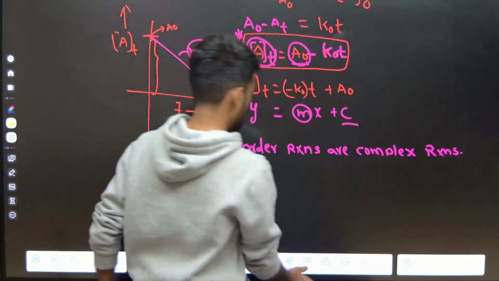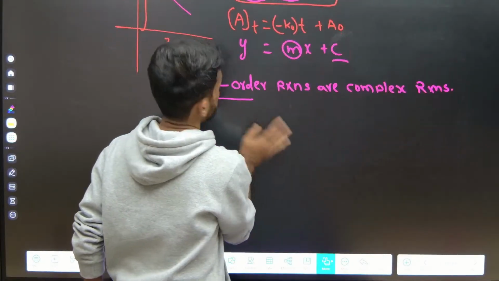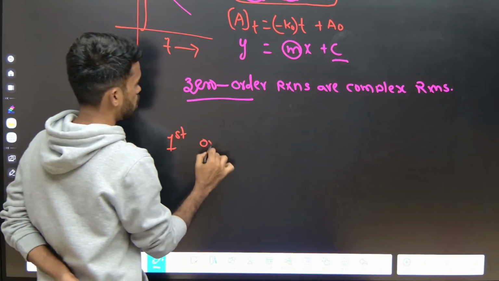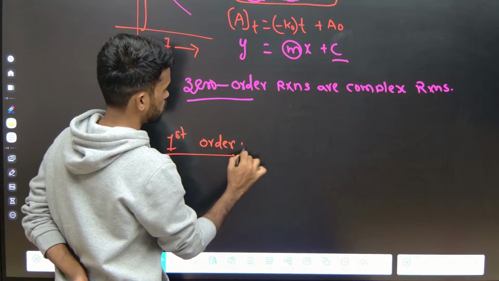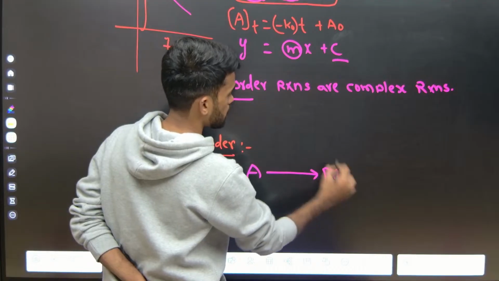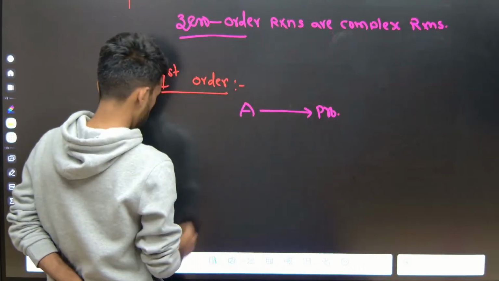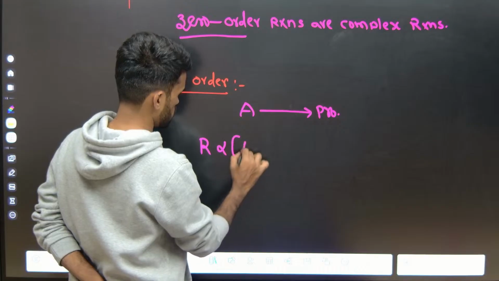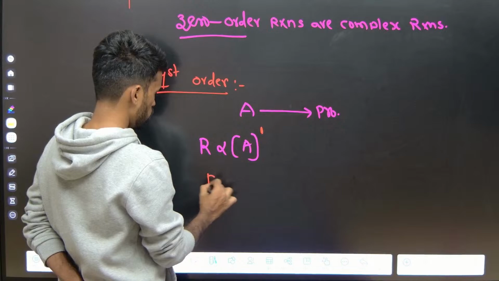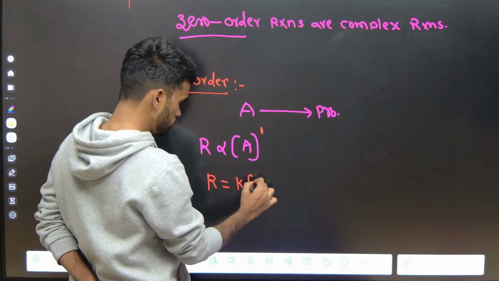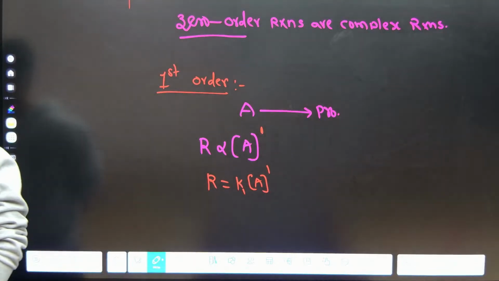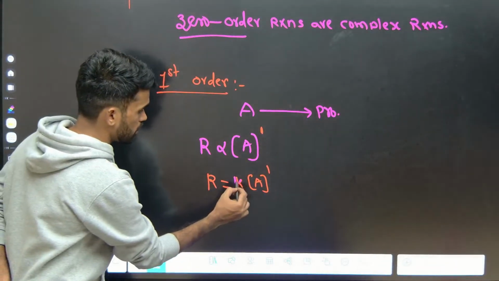This is about zero order reaction. Next we have first order reaction. First order reaction, how can you say this? See, if A is a reactant forming some product, then you can say rate of this reaction is proportional to concentration of A. Since it is first order, here power should be 1. So rate will be equals to K into concentration of A power 1. Like this you can write. Okay, and now since it is first order, I am writing K1 here.